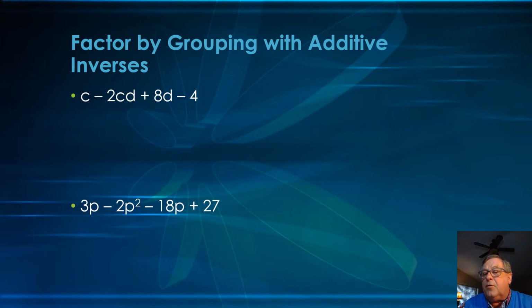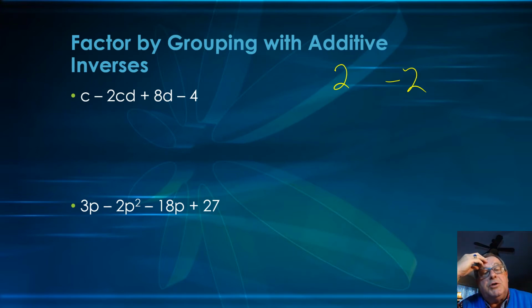Now, an additive inverse means if we were to add the two terms together, we'd end up with 0. In other words, if I've got 2, its additive inverse is -2. But let's look at these polynomials.